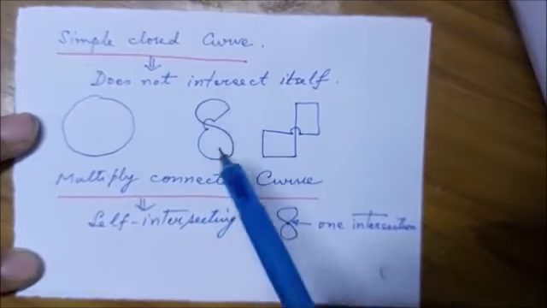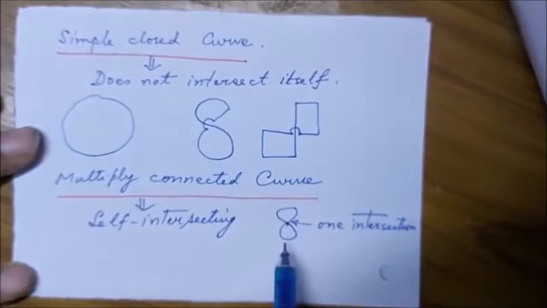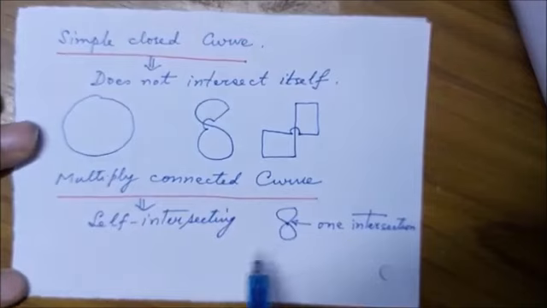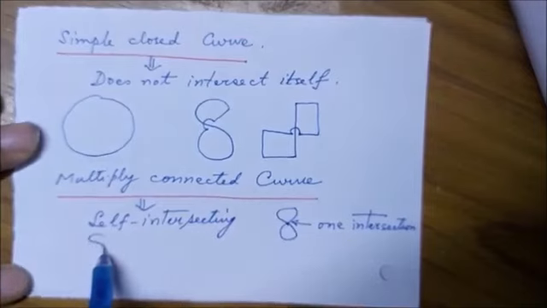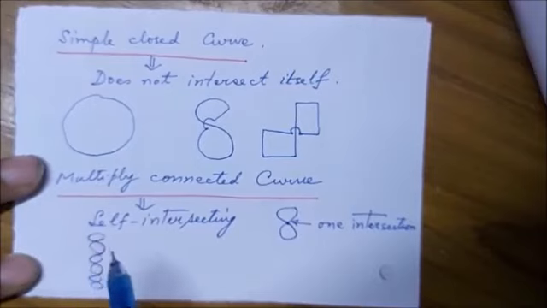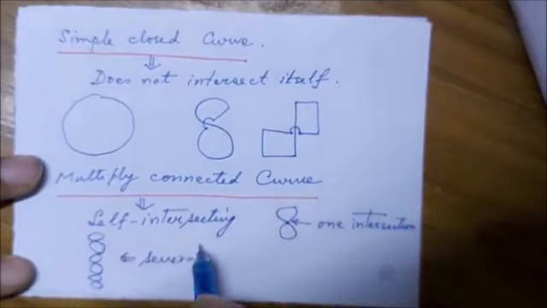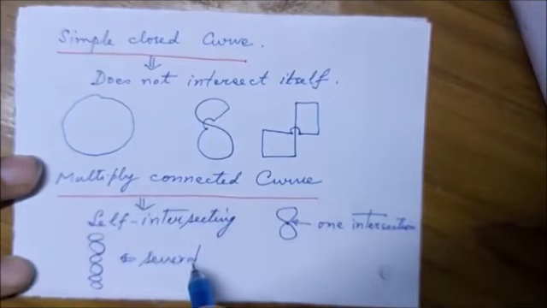It is a never-ending curve, but here there is an end at the point of intersection, and we can draw more such loops or add more such loops. So there are so many intersections, and this is a multiply connected curve. There are several intersections, several loops connected, and therefore it is called multiply connected.